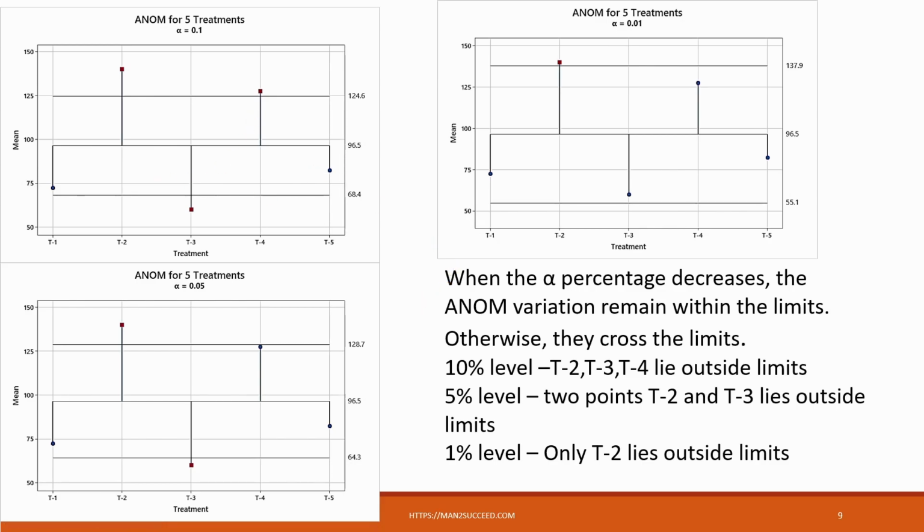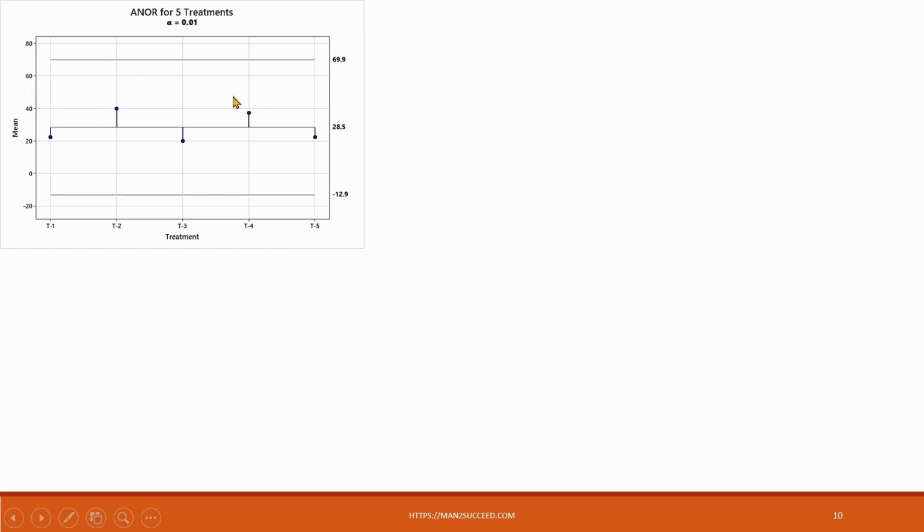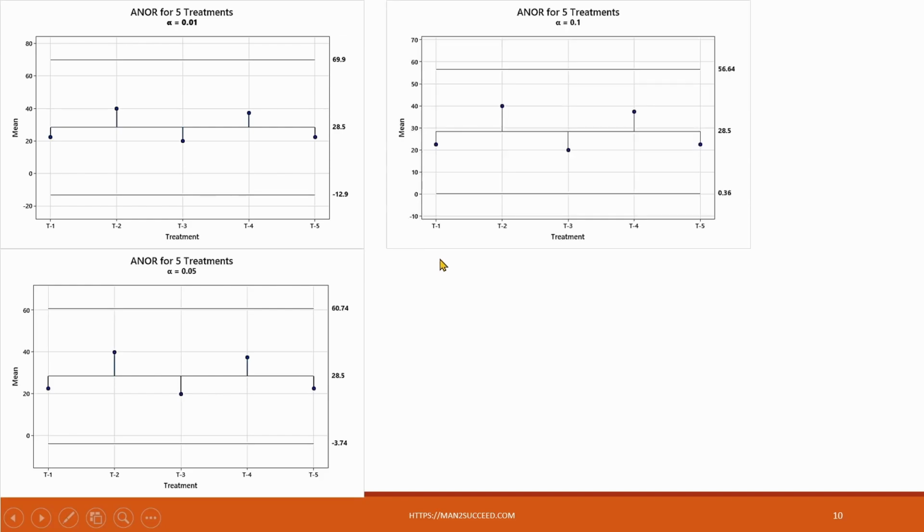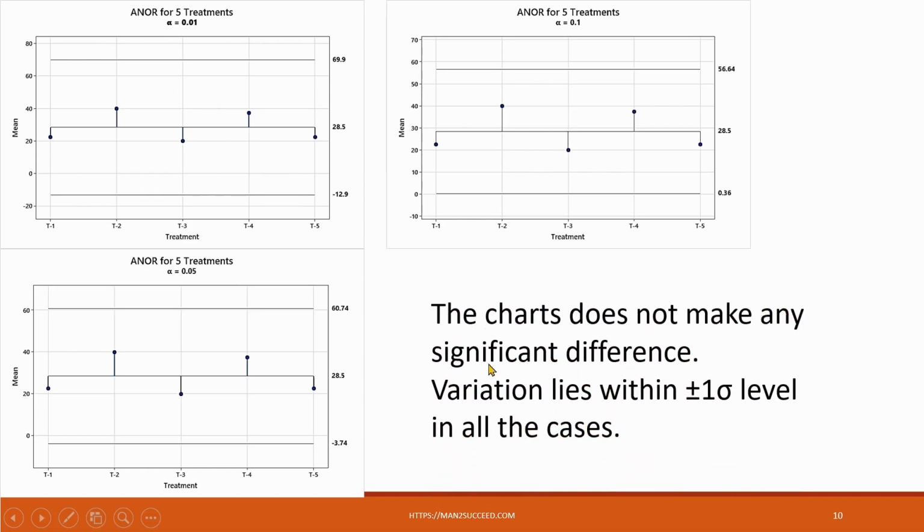Now if the extreme values go out, what will be the result? We go for the range test. We have taken 1%, 5%, and 10% also. At 10%, everywhere the difference is almost the same. In all the places we are getting almost the same result, for T1, T2, T3, T4, T5. So the chart does not make any significant difference.